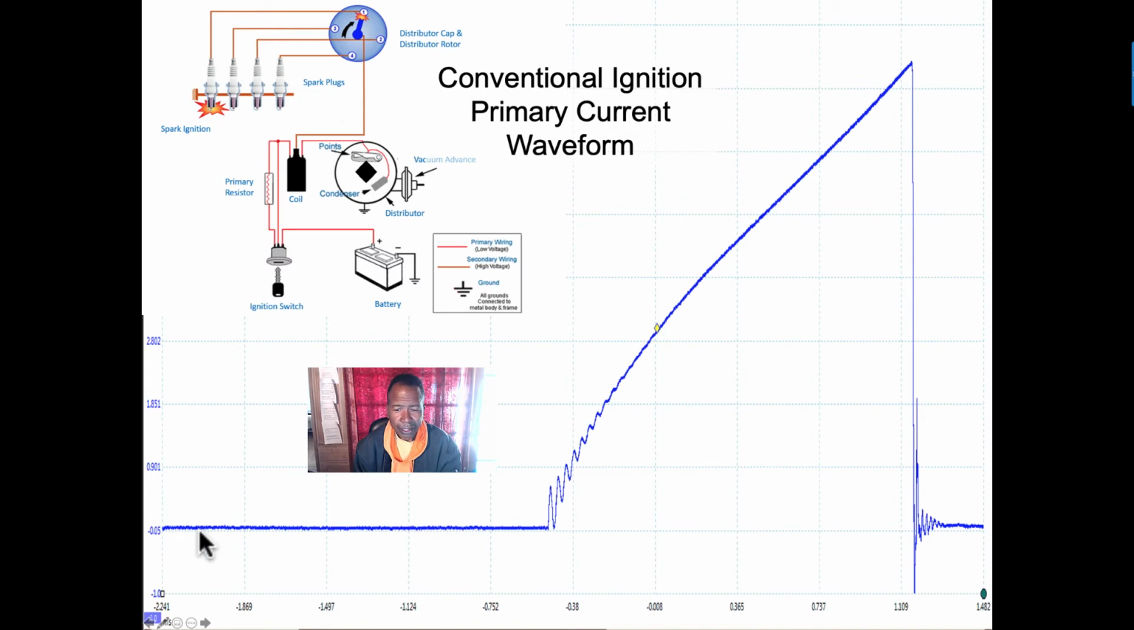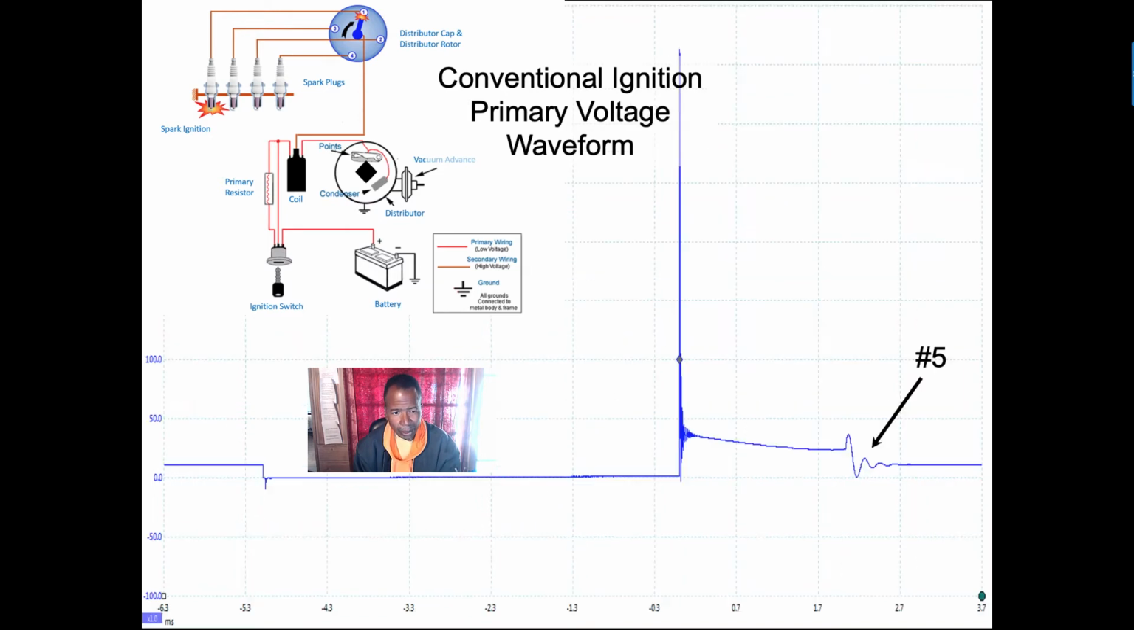This is the amperage rising when the coil is being saturated. It's being charged. Right here, we're at 0. This ramp here is when the coil starts to charge. In other words, this is when you've got system voltage, 12 volts, and the points are open. Remember, we're looking at current. This is the current now, not the voltage.